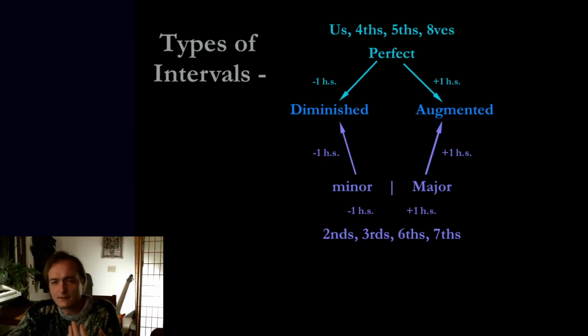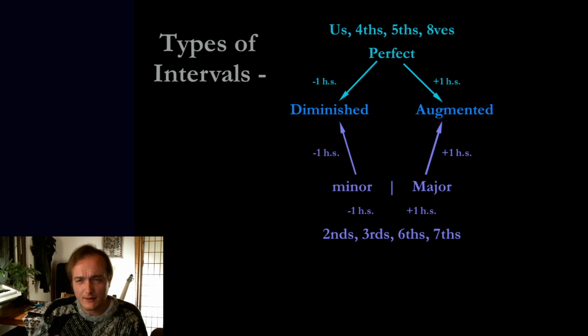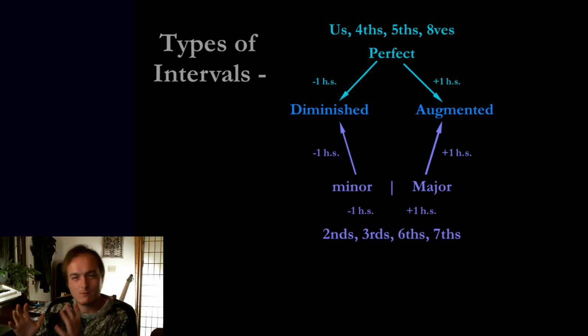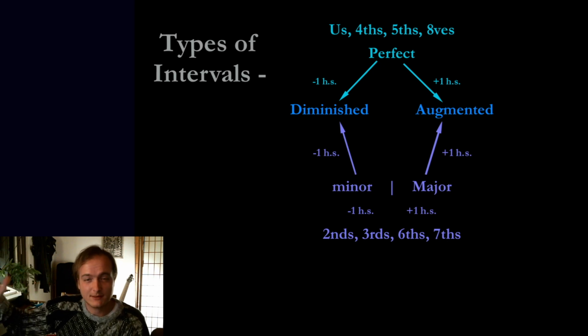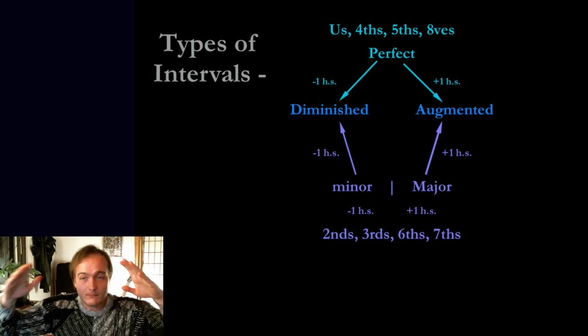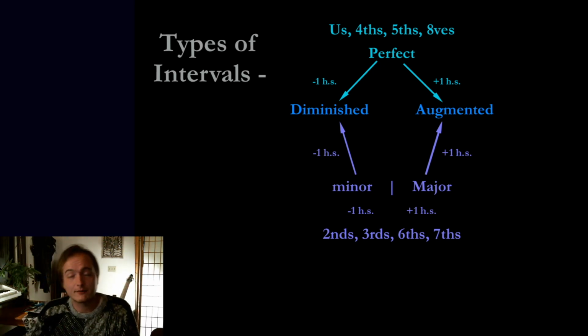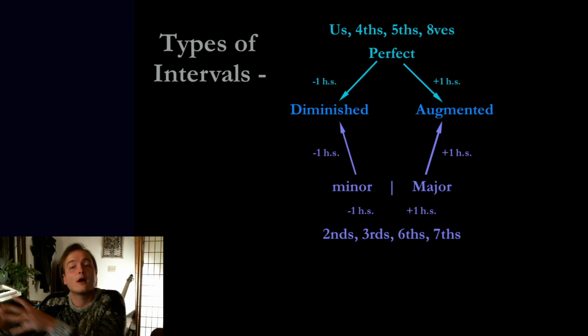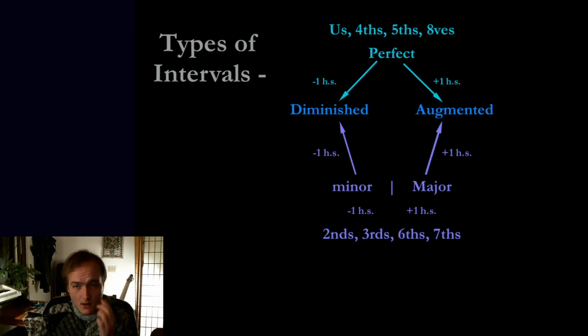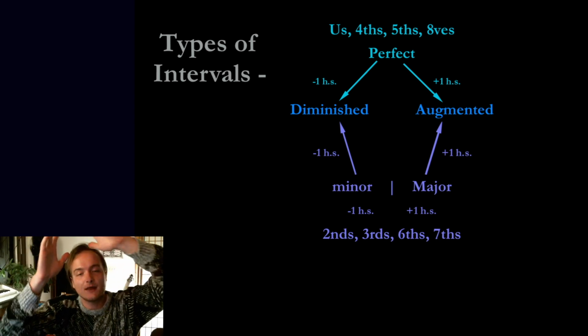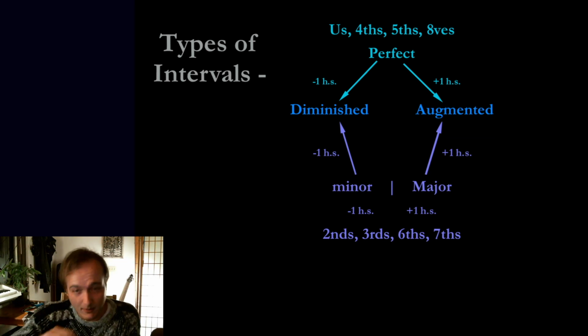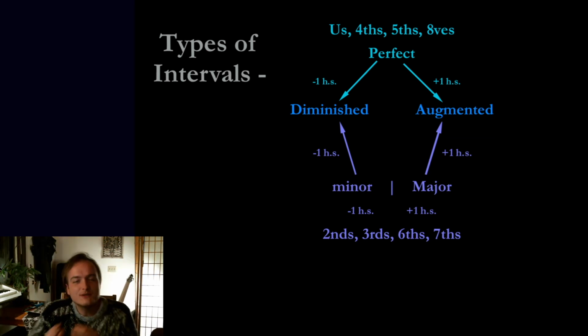Let's just look at a few more examples, and this is just another way of saying the same thing I just said, which is that you see the perfect intervals at the top, and as they become larger by a half step, they become augmented. Same with major. If it becomes larger by a half step, that becomes augmented. Minor, if it becomes smaller by a half step, that's a diminished interval. And the perfect intervals, if they become smaller by a half step, they become diminished. And this moves in both directions.